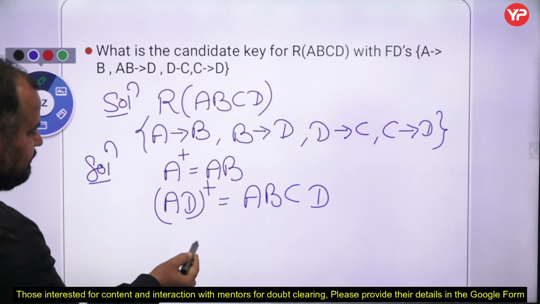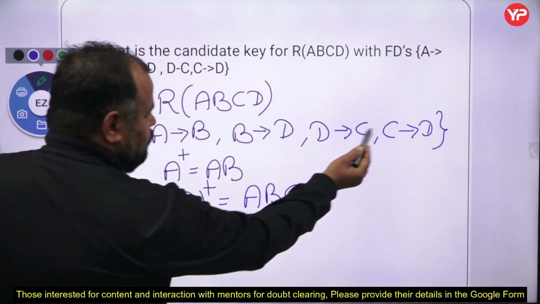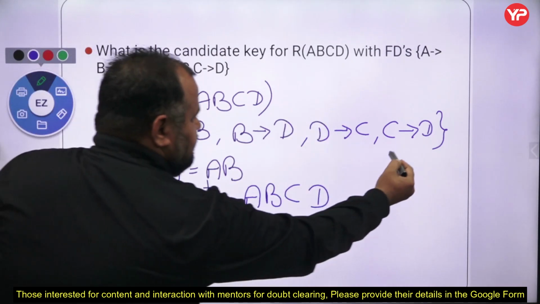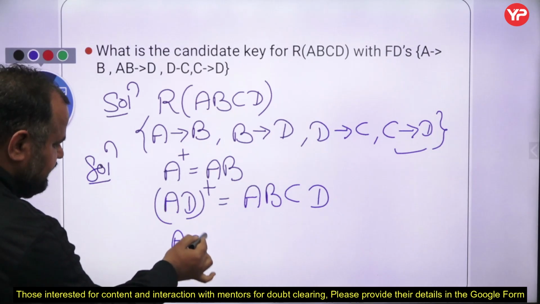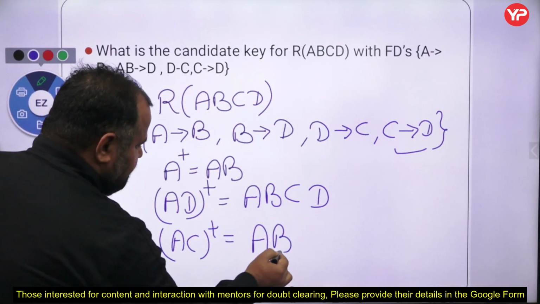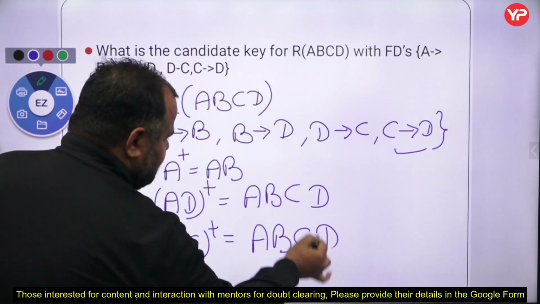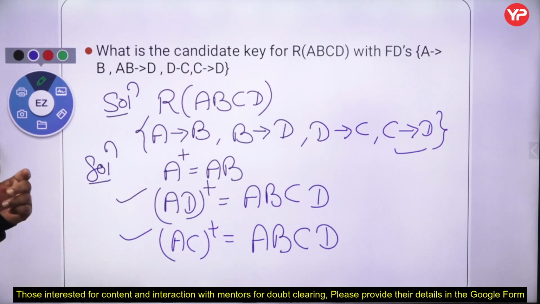Fine. Now tell me, is A present on the right-hand side of any FD? No. Is D present? Yes. So we can replace D by C also. So AC closure also gives me A determines B, C is C, C determines D. So these two are the candidate keys of relation R.